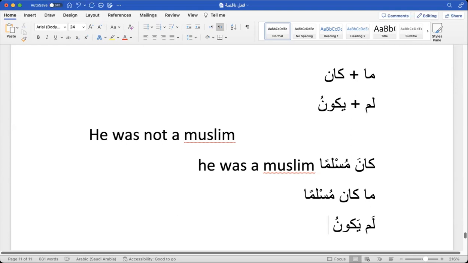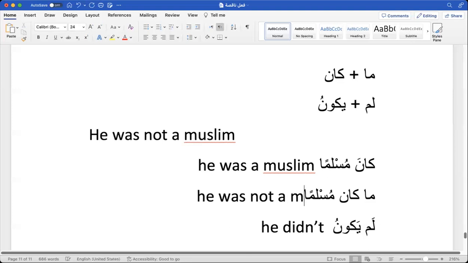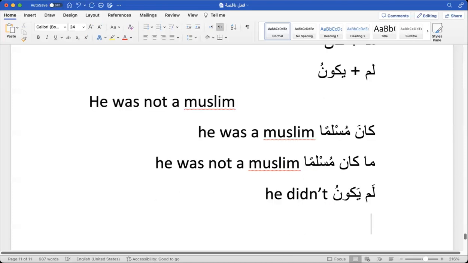Now, whatever you want to say, you can say it here. So it means he did not. This means he was not a Muslim. Okay, this means he did not, so you can put whatever action you want to say here. Now then you have to negate the present tense.